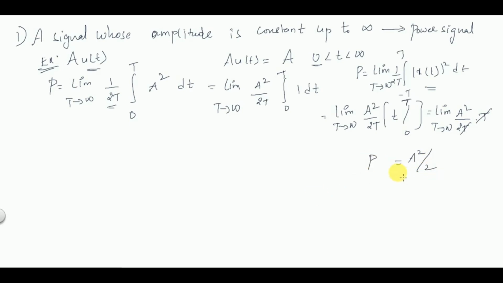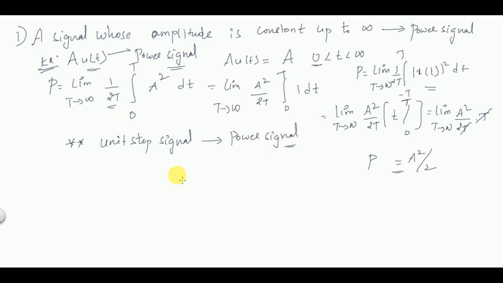So if you observe, power is a finite value. When power is finite, we can say that this is a power signal. Okay, this is a power signal, that is, the unit step is a power signal. Very important point you have to remember: the unit step signal is a power signal. This is what the inference is. So remember this, very important point.